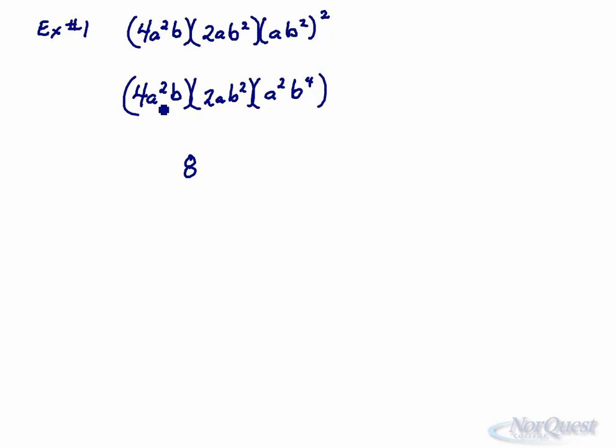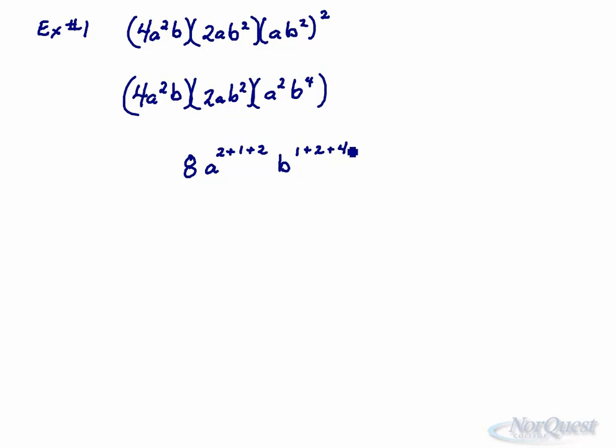Now look at the a's. A squared times a squared. Well, even if you want to write these out, this is what it looks like. It's a to the power 2. Since they're same bases, you are going to add exponents. So it'll be 2 plus 1 plus 2. And then you have b to the power 1 times b squared times b to the 4th.